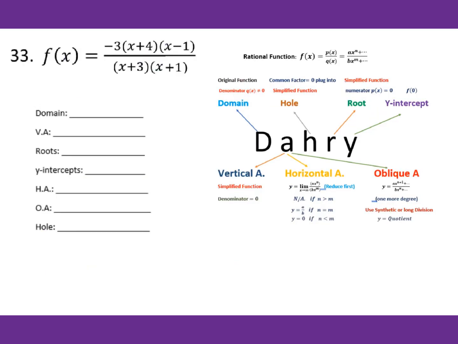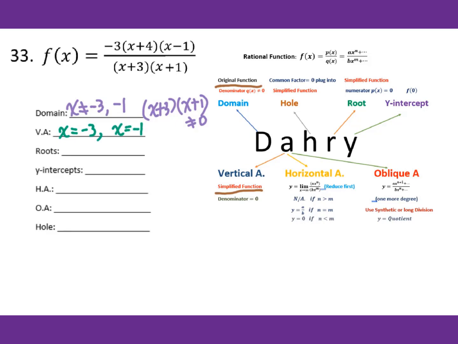For 33, domain: since there is no common factor for this rational function, the original function will be the same as the simplified function. Domain, denominator not equal to 0. We set up x plus 3 times x plus 1 not equal to 0. Therefore, x not equal to -3 and -1. Then the vertical asymptote lines will be x equals -3 and x equals -1.